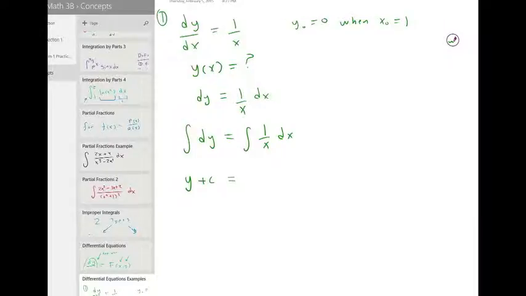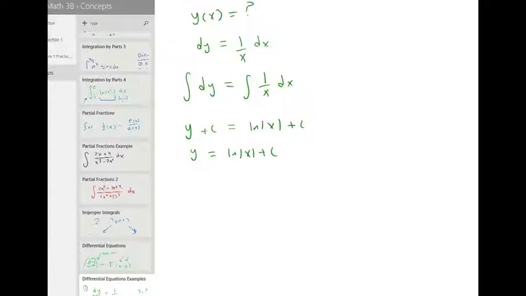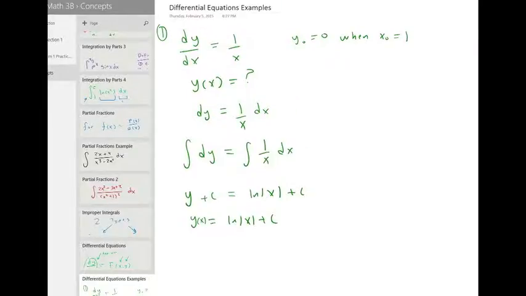The integral of 1 over x is ln absolute value of x plus c, and since there's a plus c on both sides, we can combine them into one constant. We can just call that c, because two constants subtracted from each other is just a constant. And this is y of x equals ln absolute value of x plus c.